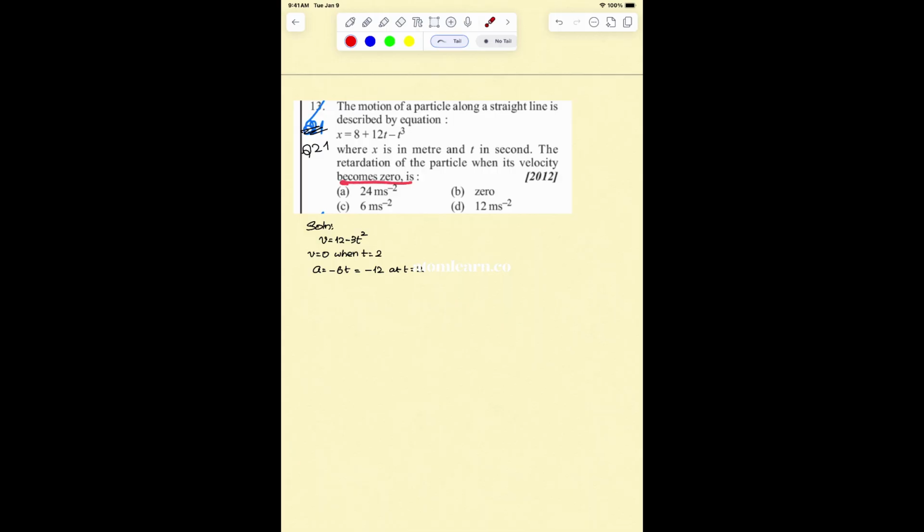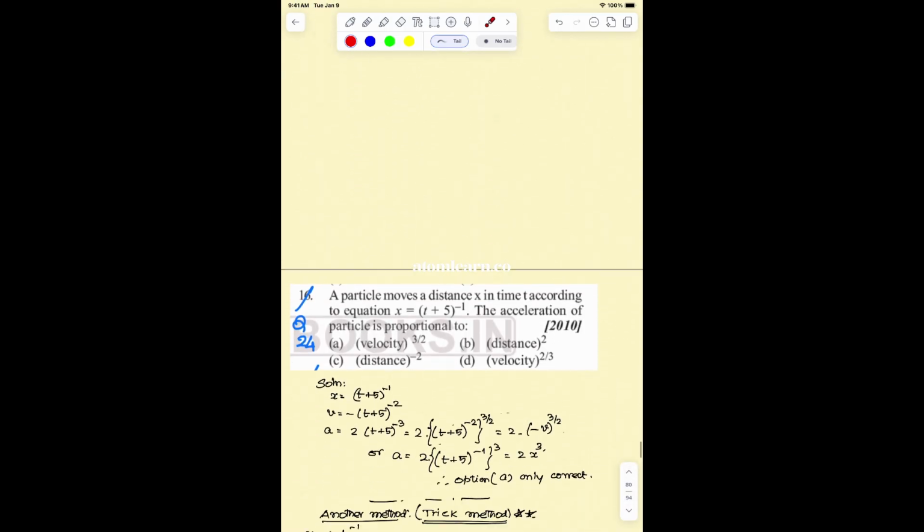Velocity becomes 0. Therefore now x is given, dx by dt is velocity, differentiate and you get this. And then what is the acceleration they are asking? Retardation, that means negative, you will get it. Therefore differentiate once more to get acceleration. Then put the condition when velocity equal to 0, solve for t here, put it here, and you get the answer. Understand?